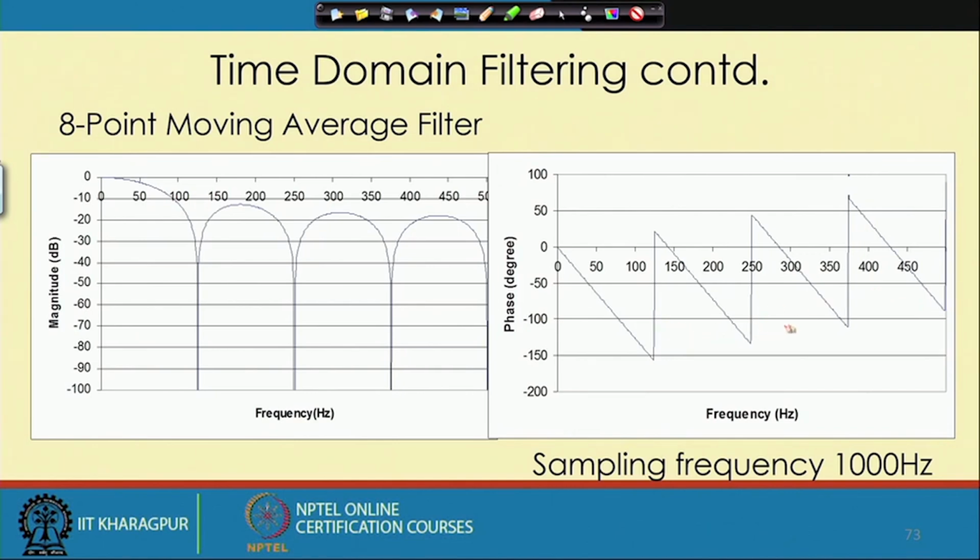the phase plot is becoming linear again, but it is piecewise linear. That means it has some discontinuities, and the locations of the discontinuities coincide with the locations of the zeros. Wherever there is a 0, there would be a discontinuity, and again it flows in a linear way. So, it is not as good as a completely linear phase, but it is better than a non-linear phase.